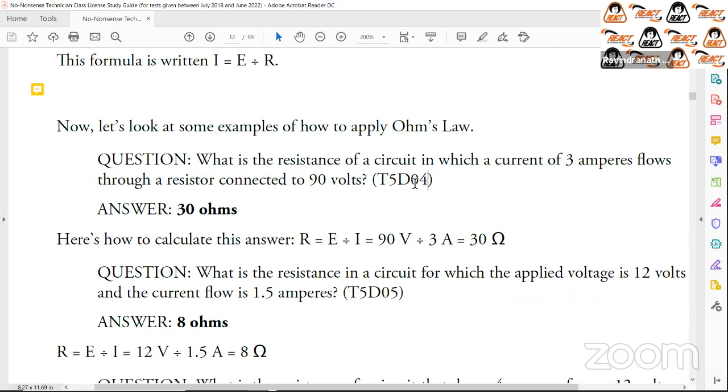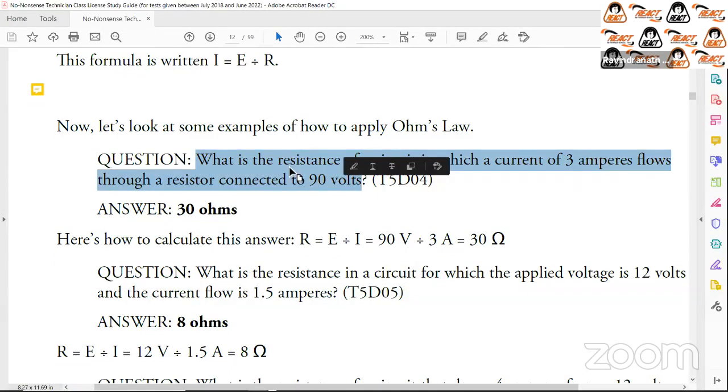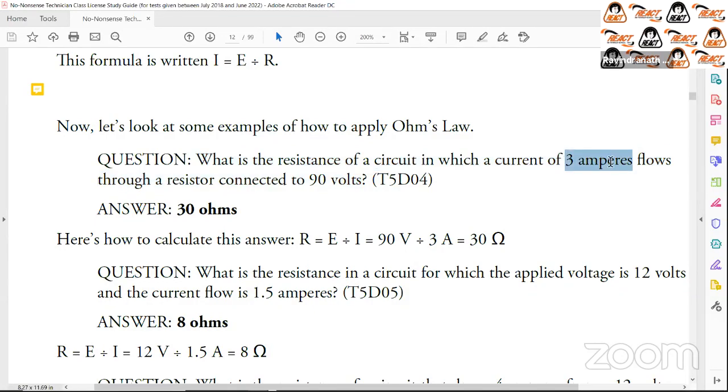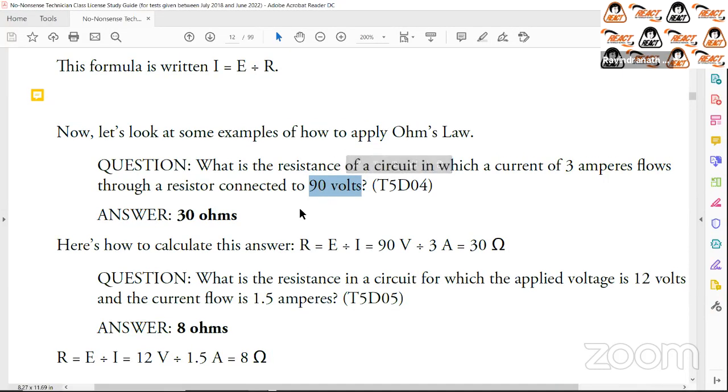So how do we calculate the answer to this question? It tells us we want to find the resistance, R. But we have been given a current of 3 amperes, or I. We have also been given the voltage, or E, which is 90 volts. And if we remember from before, if we want to find R, we manipulate the Ohm's law formula. We end up with R is equal to E divided by I, or R is equal to E over I.